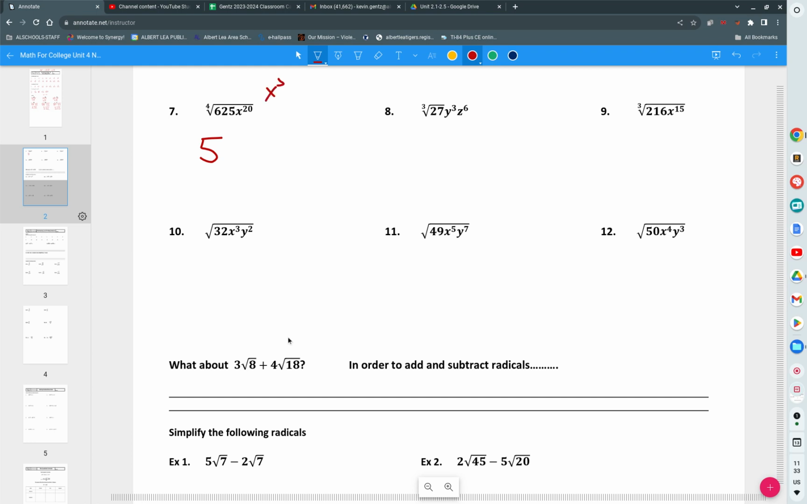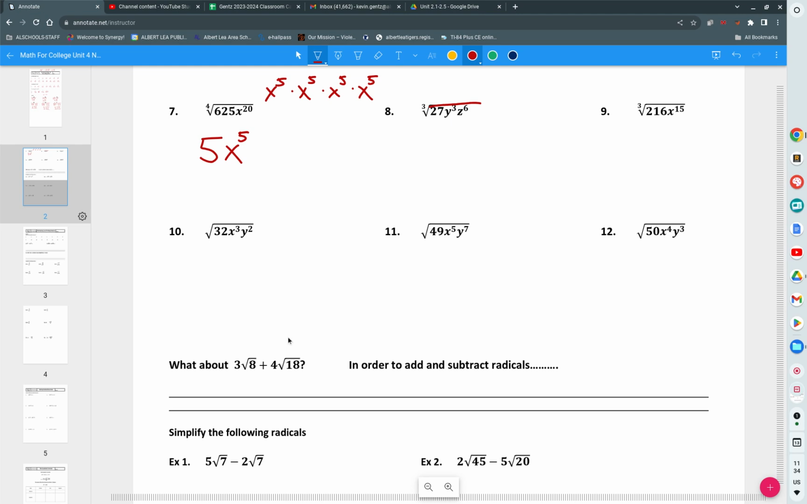So Christian says x to the 5th times x to the 5th times x to the 5th times x to the 5th. Notice when you multiply that 4 times, you add the exponents and you get x to the 20. So this reduces to 5x to the 5th power. The next one, I forgot to put the cube root all the way over it. My mistake.